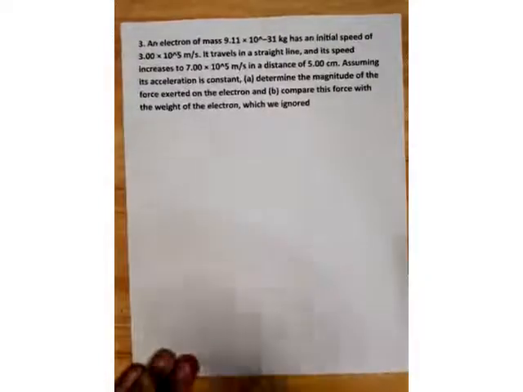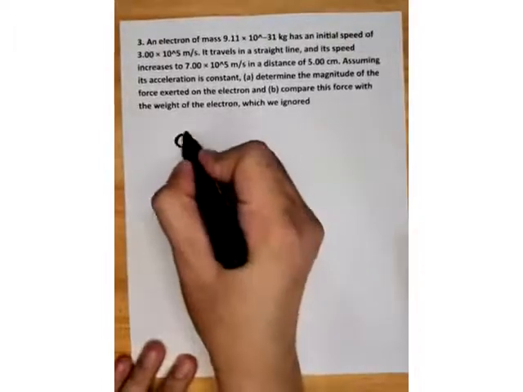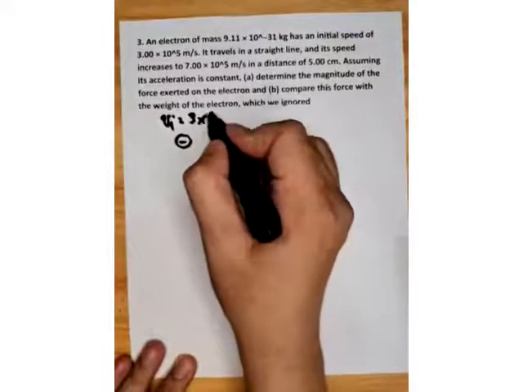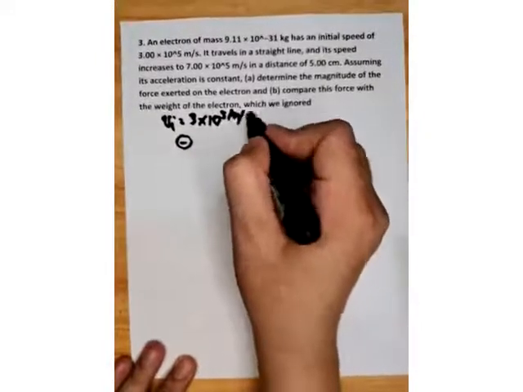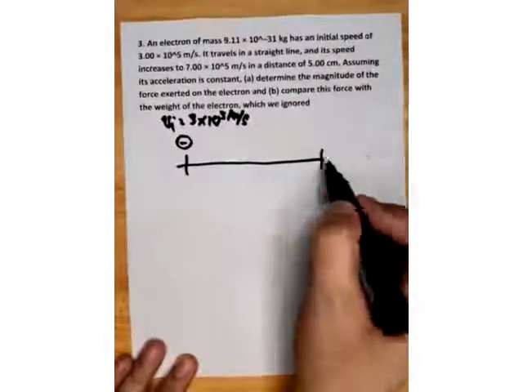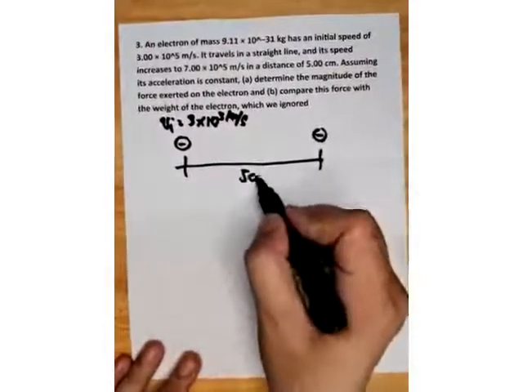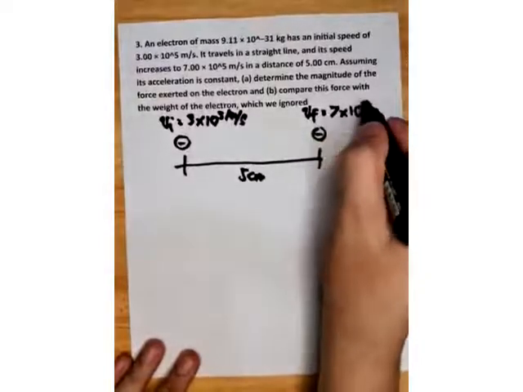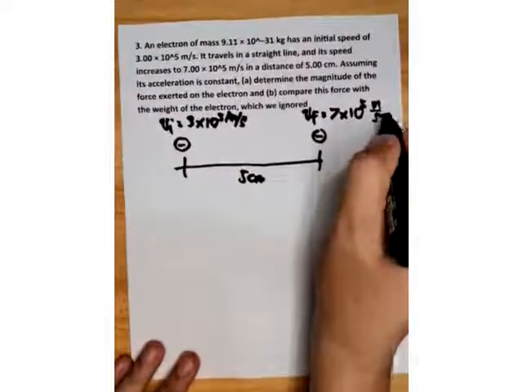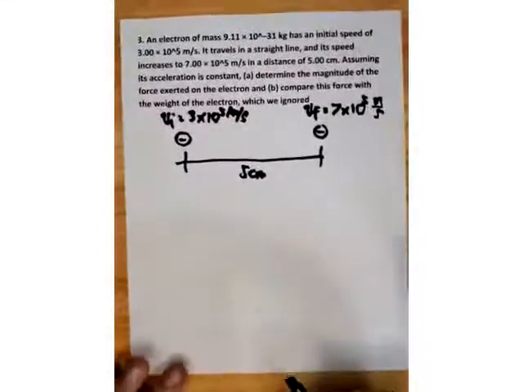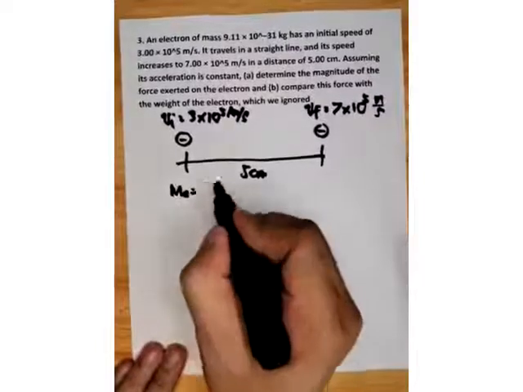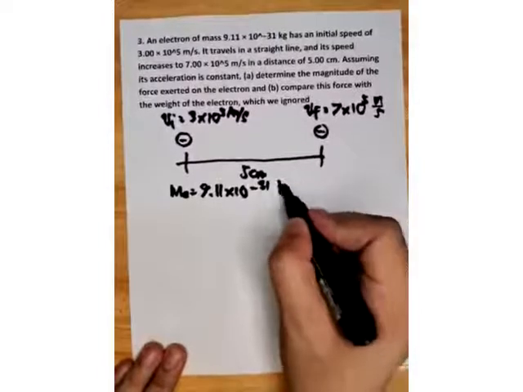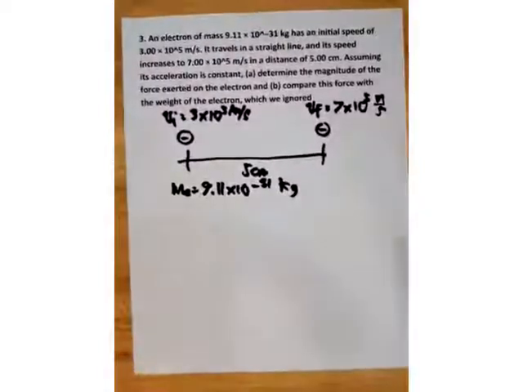Okay, so let's draw the figure first. So we have the electron. It's given an initial speed of 3 times 10 raised to 5 meters per second. After traveling 5 centimeters, its speed has become 7 times 10 raised to 5 meters per second. If the mass of the electron is equal to 9.11 times 10 raised to negative 31 kilograms, what is the magnitude of the force?